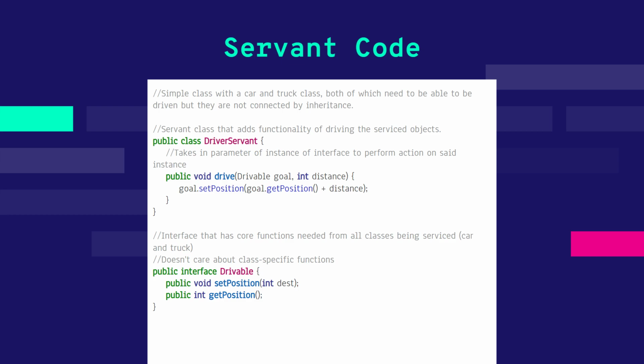And so the main thing, if you look here, is we have this drivable parameter. This is sort of the implementation instance. That is one of the core parts of the servant code. And so, as you see in this class, this drive method is moving the drivable instance. It's setting the position to where it already is, plus a given distance.